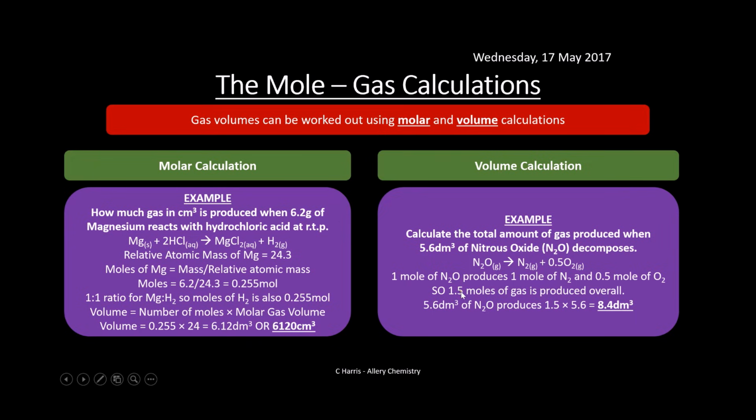So if we had 1.5 moles of gases produced overall, you can see here that we've got 1 here and 0.5 here. Remember, we want to work out the total amount of gas produced, so we need to take into account both of them. So we've got 1.5 moles produced. So 5.6 decimeters cubed of N2O produces 1.5 times by 5.6, which is obviously your volume in decimeters cubed, and basically you'll get a total volume of gas produced of 8.4 decimeters cubed. Again, multiply by 1,000 to get it into centimeters cubed. So this is basically just a way of working out, but just watch out for things like total amount of gas produced.